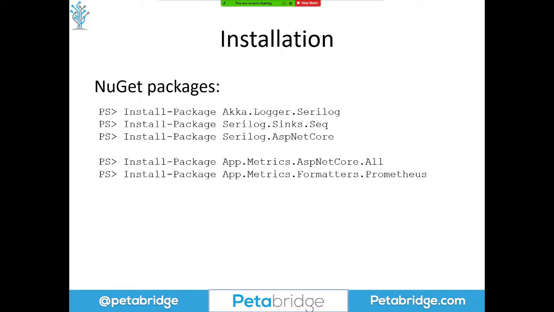Next, we're going to install some of the App.Metrics libraries. We're going to add their ASP.NET Core support. That way we can gather some of that end-to-end performance data directly from App.Metrics. And we're also going to go ahead and install the Prometheus formatters, so Prometheus can go and gather that data.